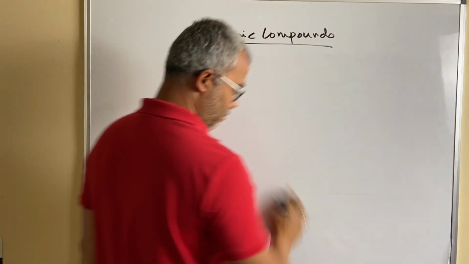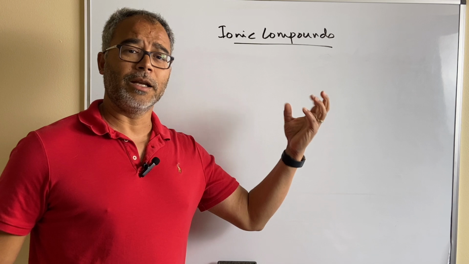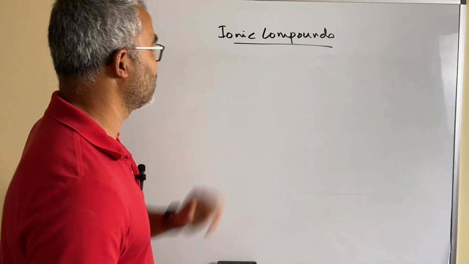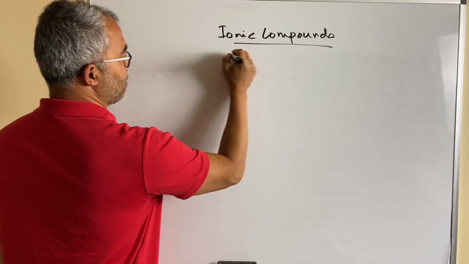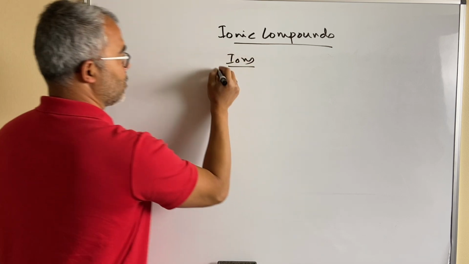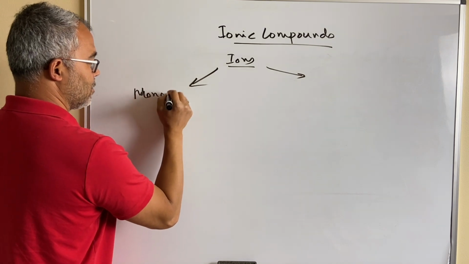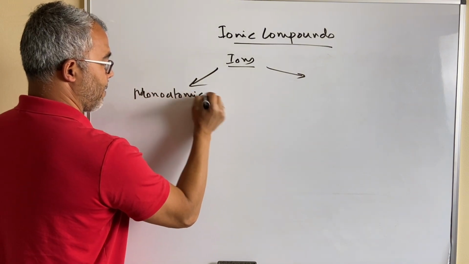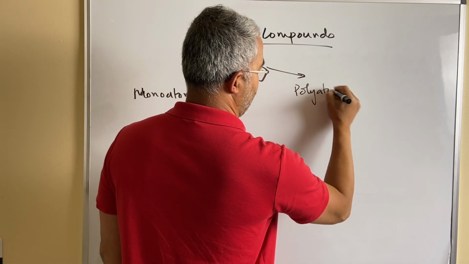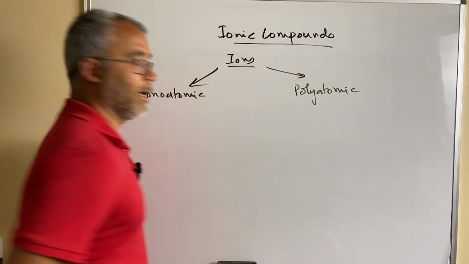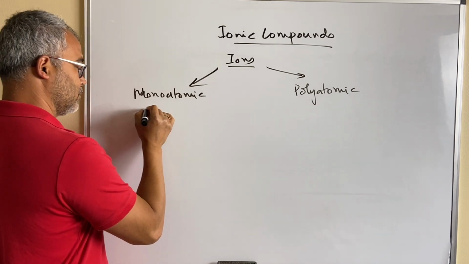Now let's talk about what if you had an ion. So there are two types of ions typically. Let's kind of talk about this for a second. There are monoatomic ions, and then there are polyatomic ions. Monoatomic means ions that are made of only one type of atom.